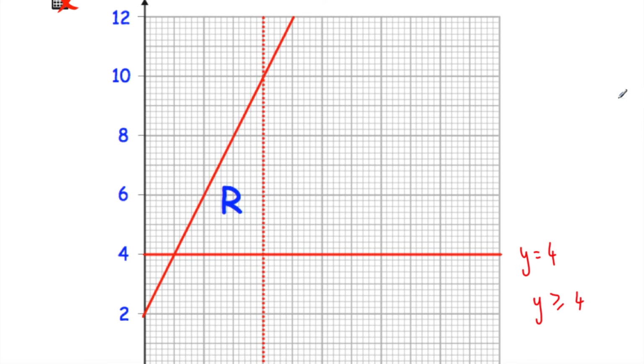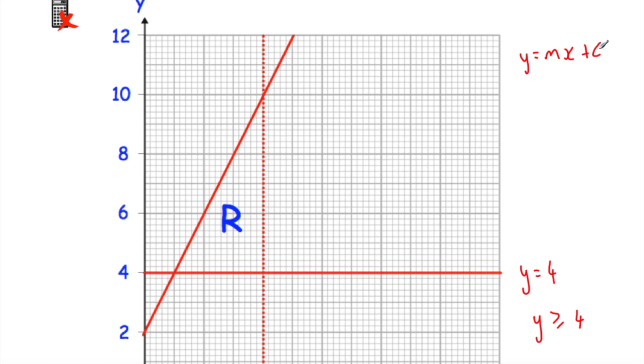Now let's deal with the last one. So we've got this diagonal line, so let's get its equation. It's going to be in the form y equals mx plus c. The y-intercept is 2 here. It crosses the y-axis at 2. So that means its intercept is going to be 2. So it's going to be y equals something x plus 2. Okay, now let's just get this first bit. So let's get the gradient of the line.